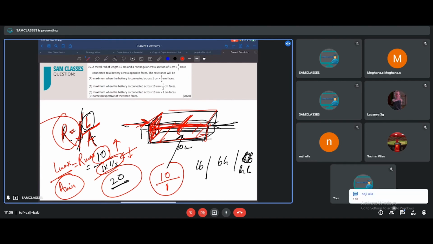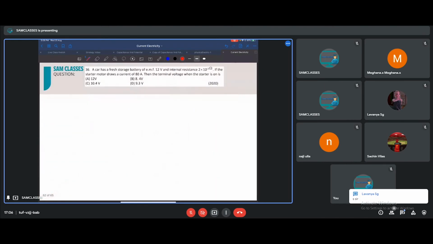Because the more the area decreases, the more the resistance goes up. The more the length increases, the more the resistance goes up. Clear? Got everybody? Next.